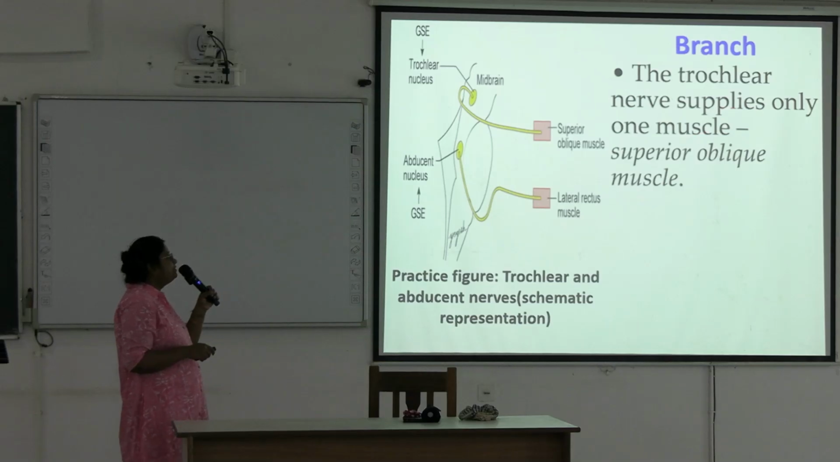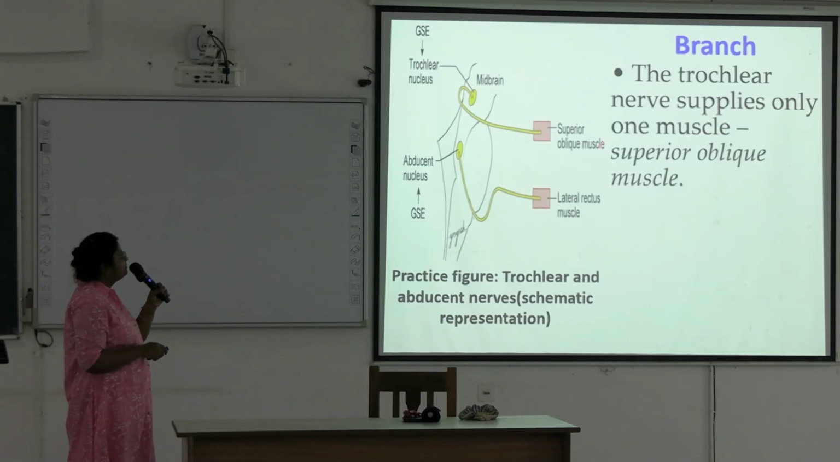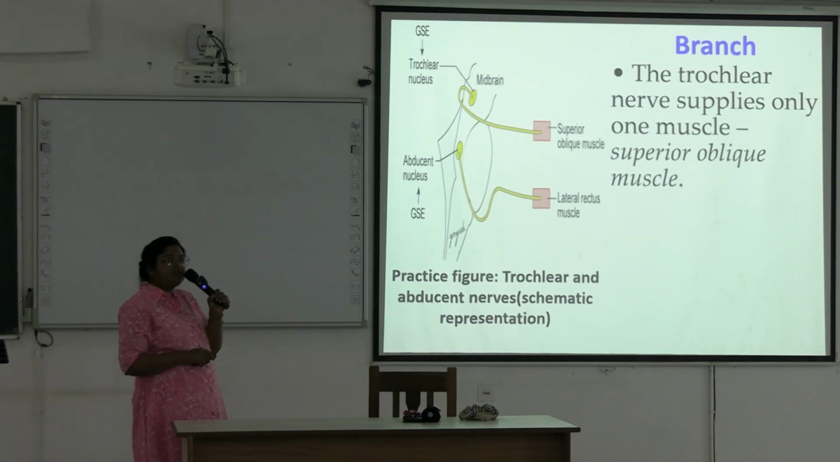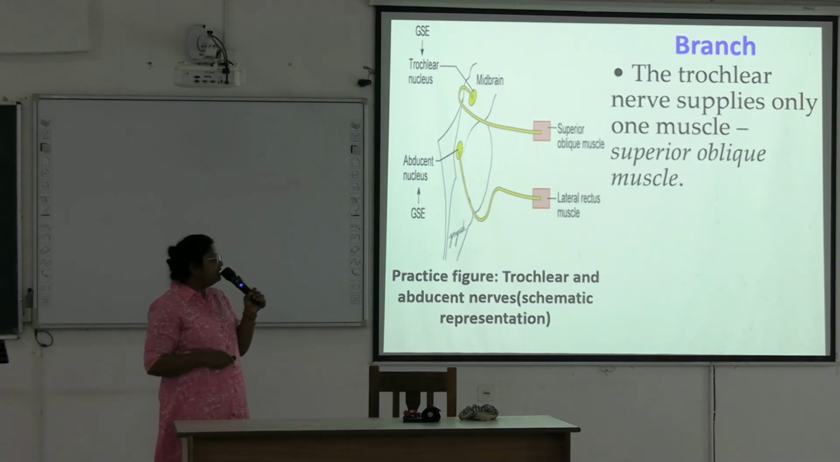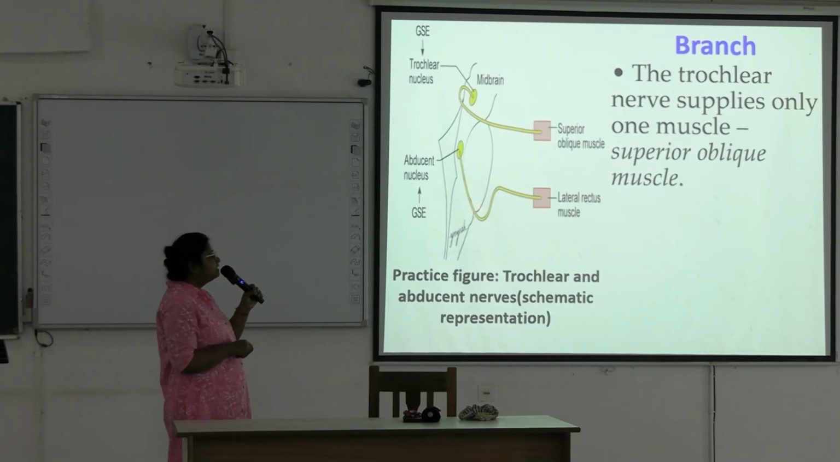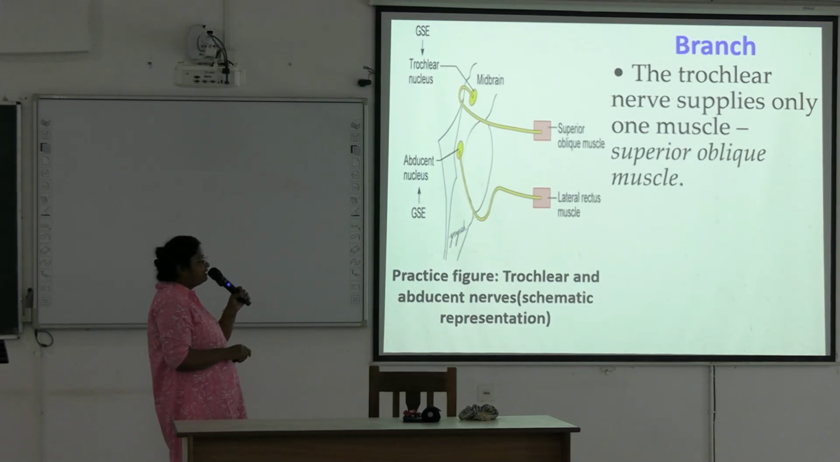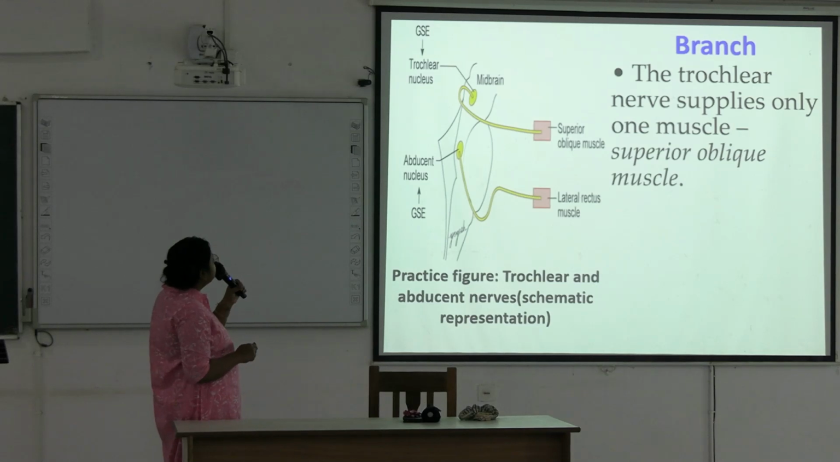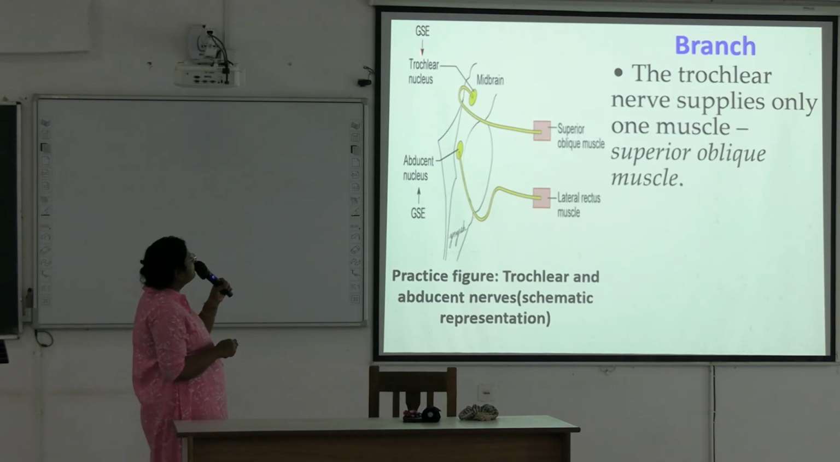The trochlear nerve supplies only one muscle, that is the superior oblique muscle. See here, this trochlear nerve coming out from the dorsal aspect of the midbrain supplies the superior oblique muscle. And this is the nucleus of the abducent nerve, which lies under the facial colliculus in the floor of the fourth ventricle, and it comes out from the ventral aspect at the pontomedullary junction. This part is midbrain, here is pons, this part is medulla. So the abducens nerve comes out from the pontomedullary junction and goes to supply the lateral rectus muscle. Okay, understood? The components are general somatic efferent for both the nerves.